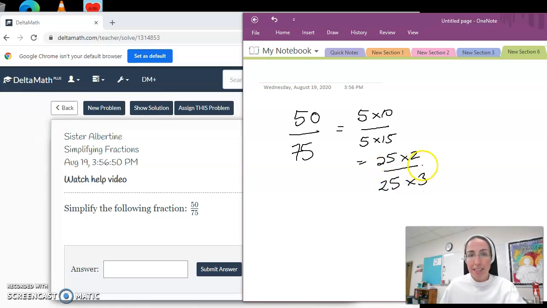I like to think about it as counting change. If I have 2 quarters, I have 50 cents, and if I have 3 quarters, I have 75 cents. So if I had a ratio of 50 cents to 75 cents, that's a ratio of 2 to 3, or the fraction 2/3. So when I find the common multiple, I can cancel it out because I'm dividing from the top and the bottom. And my answer is 2/3.